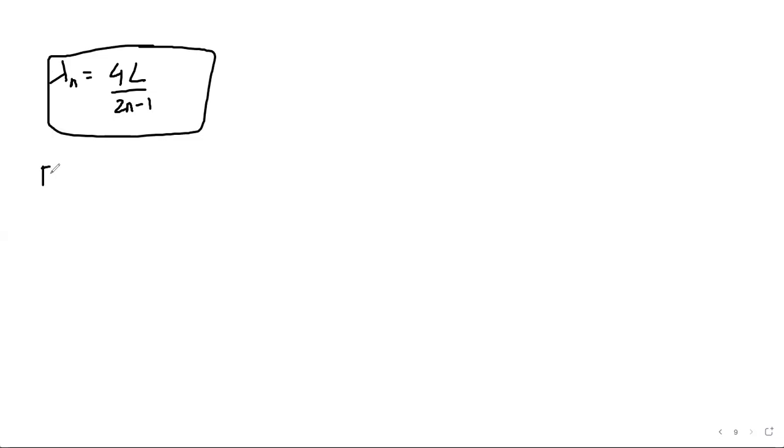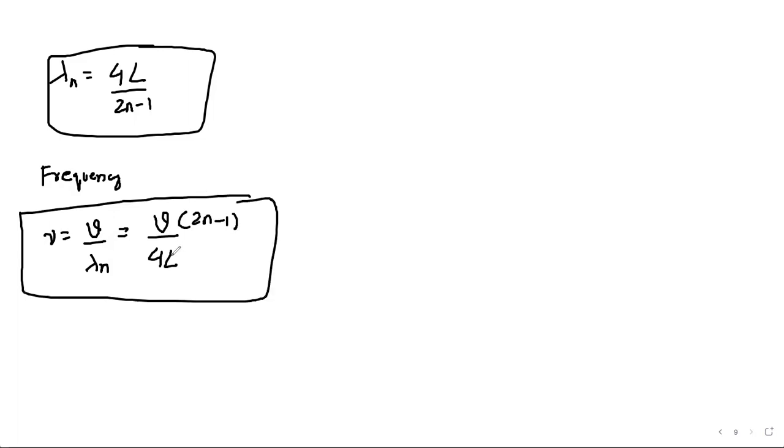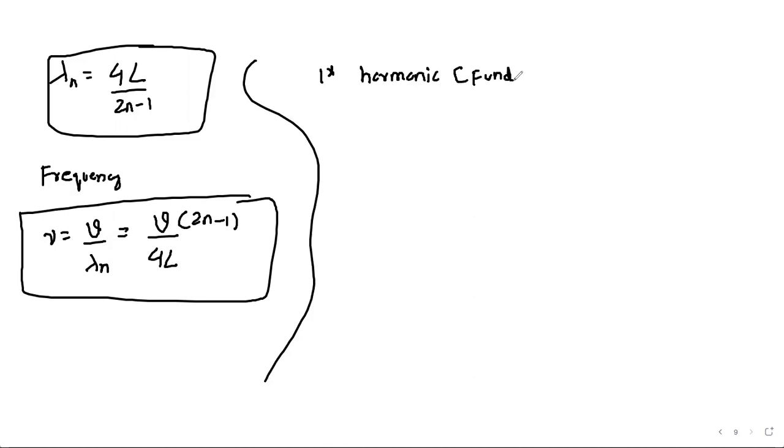Next, you can calculate frequency. Frequency is V by wavelength. So frequency is V by 4L into (2n minus 1). So this is the frequency, V by 4L into (2n minus 1). Next, you can calculate different harmonics. If I want to calculate the first harmonic or fundamental mode.